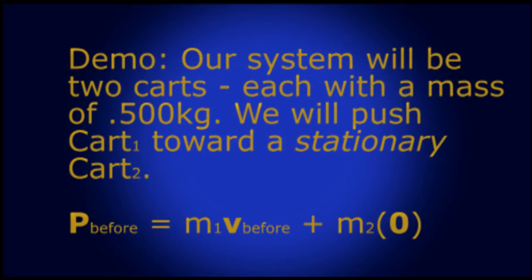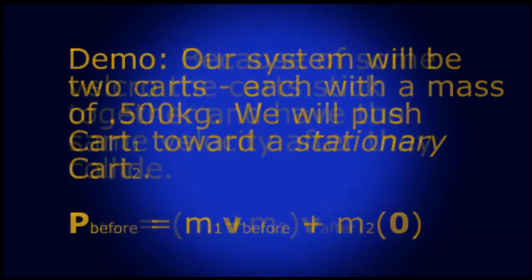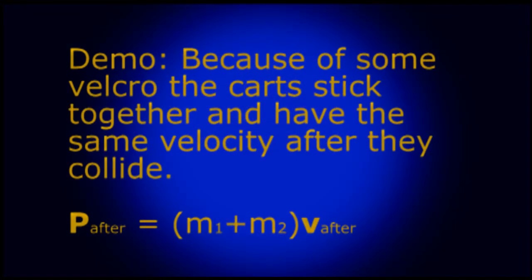In our demo, our system will consist of two carts, each half a kilogram in mass. In the before, cart 1 will be moving and cart 2 will be stationary. Thus the system's momentum before will be equal to just the mass of the first cart times its velocity, since the second cart does not contribute. The carts have some Velcro and stick together after they collide. Hence the carts have the same velocity after the collision, and the system's momentum can be calculated as the sum of the two masses times their shared velocity.